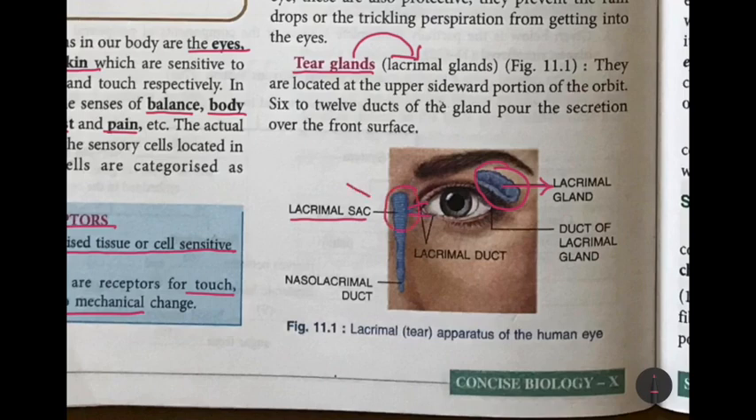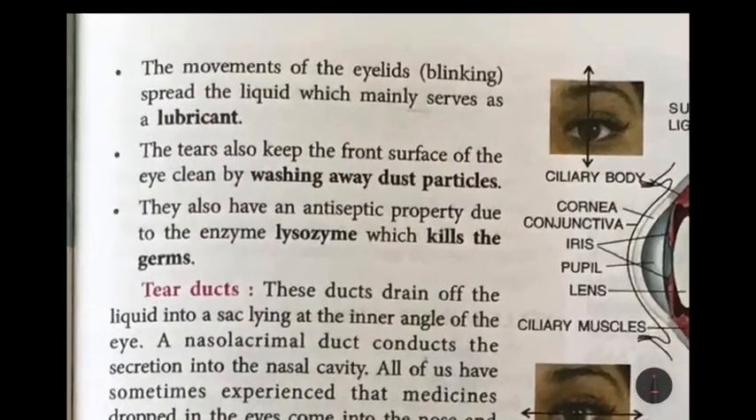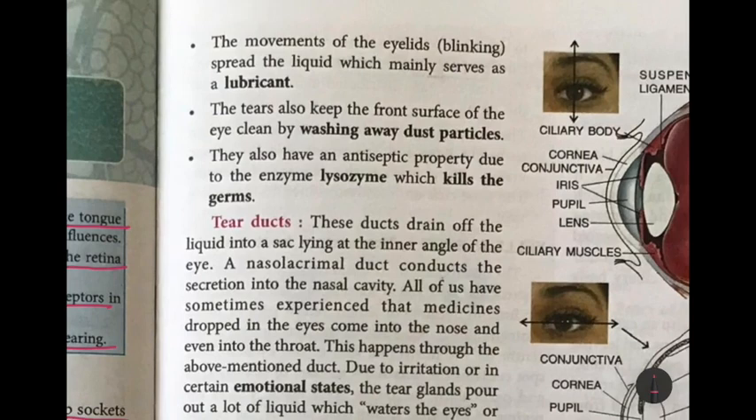So the lacrimal sac temporarily stores the tears, and then there is a connection between the eyes and the nose through the nasolacrimal duct. That is why sometimes when eye drops are put, you can feel the taste in your throat after some time, because the medicine will move along the nasolacrimal duct and reach your throat. Now, the movements of the eyelid, we keep on blinking our eyelids.